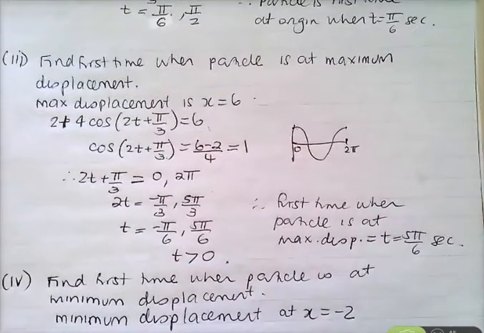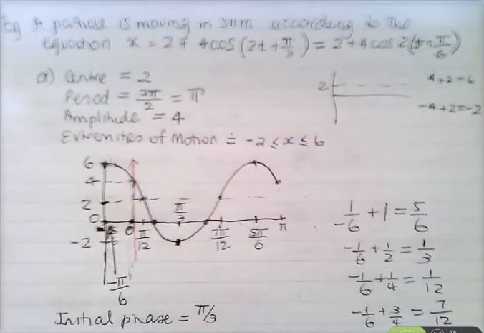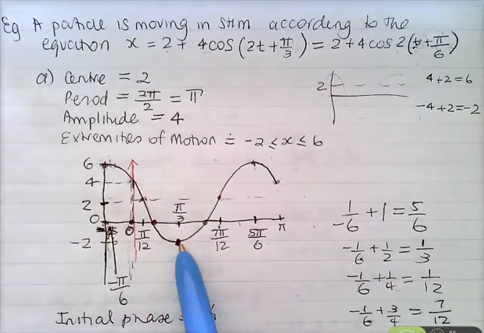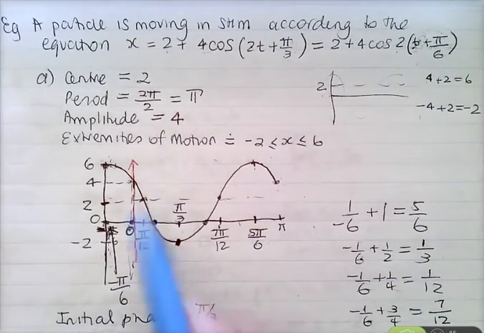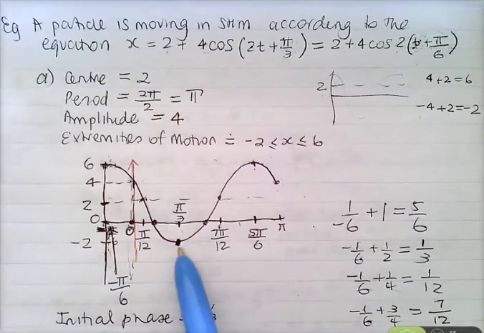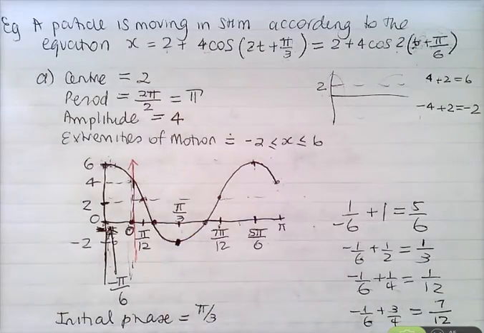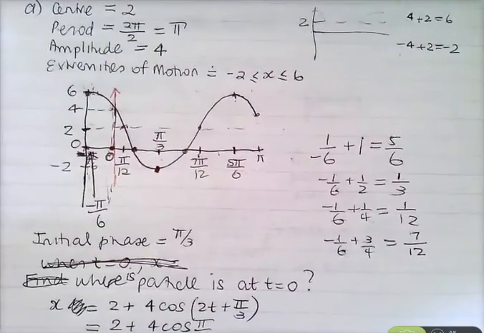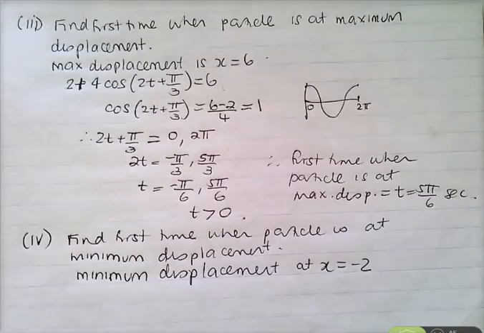Because when we looked at the extremities of motion before, and even looking at the graph, the extremities of motion are between -2 and 6. Now we're expecting the answer from our graph to be pi on 3 seconds. Okay, so let's see if that's what we get. If you're very confident with how you've drawn your graph, then you can give those answers from there.